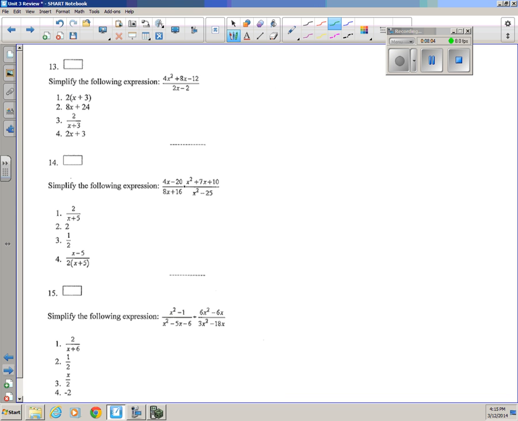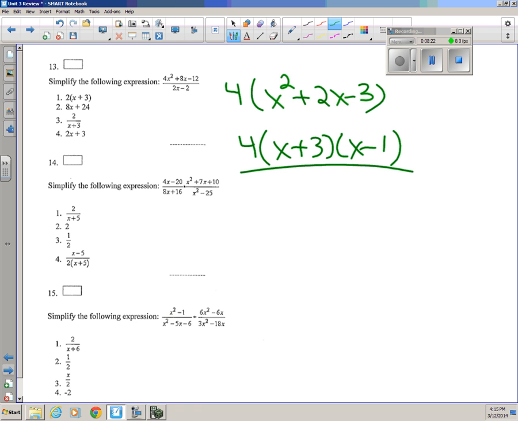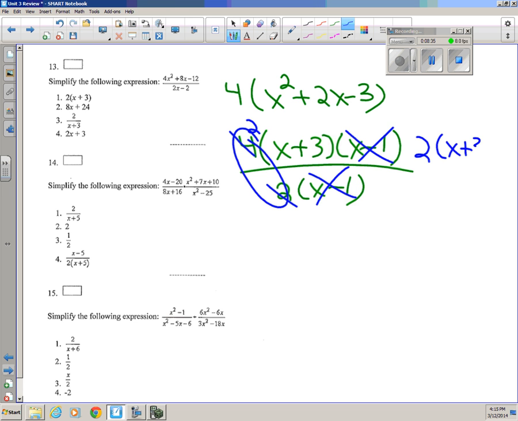Simplify the following expression. Up top is not factored because there's a GCF that has to come out first. So when 4 comes out, you're left with x squared plus 2x minus 3. If I factor that again, I'm left with 4, and now I can factor x plus 3, x minus 1. The denominator is a GCF, 2x minus 1. These go away. 4 divided by 2 is just 2. So the answer becomes 2 outside x plus 3, and this looks like it is choice 1.